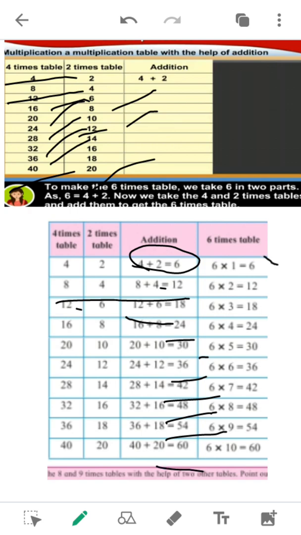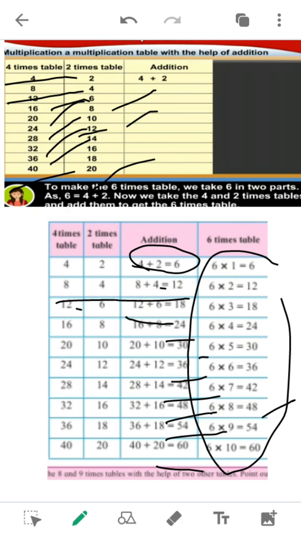So 6 time table is ready. Yes or no? Yes. 6 ones are 6, 6 twos are 12, 6 threes are 18, 6 fours are 24, 6 fives are 30, 6 sixes are 36, 6 sevens are 42, 6 eights are 48, 6 nines are 54, and 6 tens are 60. So 6 time table is ready.